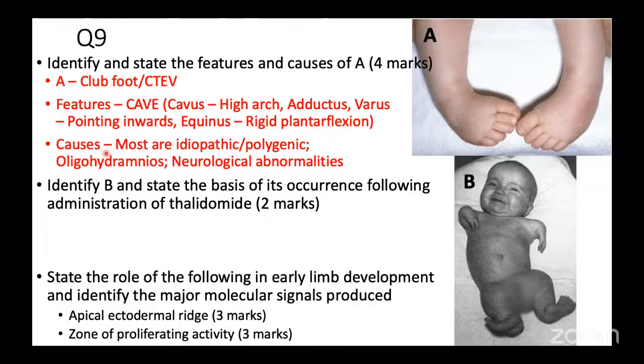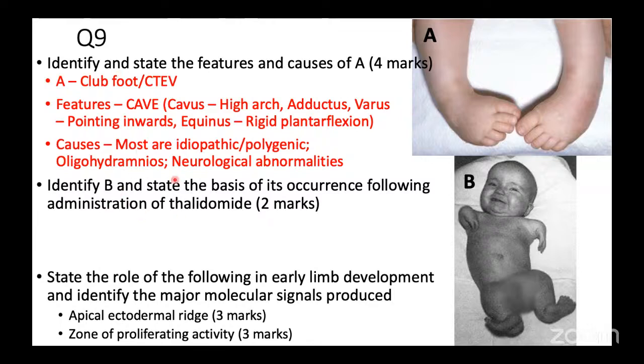All right, then you have the causes. Most of them are idiopathic or polygenic. It's also associated with oligohydramnios, so too little amniotic fluid will lead to the limbs being compressed in a certain position. And then neurological abnormality, so lack of innervation to the lower limbs, all right? Or the upper limb, depending on which one is the clubbed.